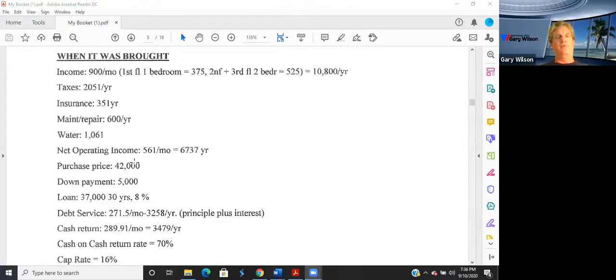Here's the screen I was showing you. I paid 42 for it. An attorney owned it. She just wanted 5,000 down, and I actually borrowed money for that on a personal line of credit. She financed the other 37 at 8% for 30 years with a 10-year balloon. And I sold it basically 11 years later, but you saw what I sold it for later on.